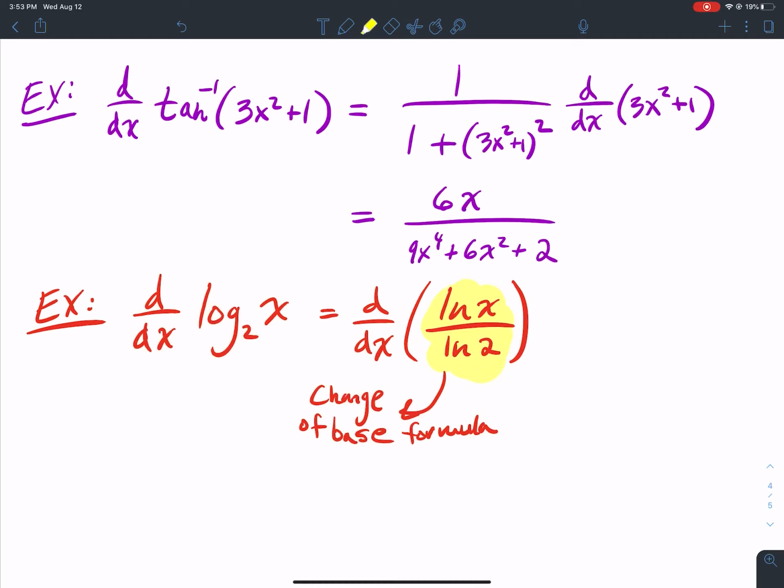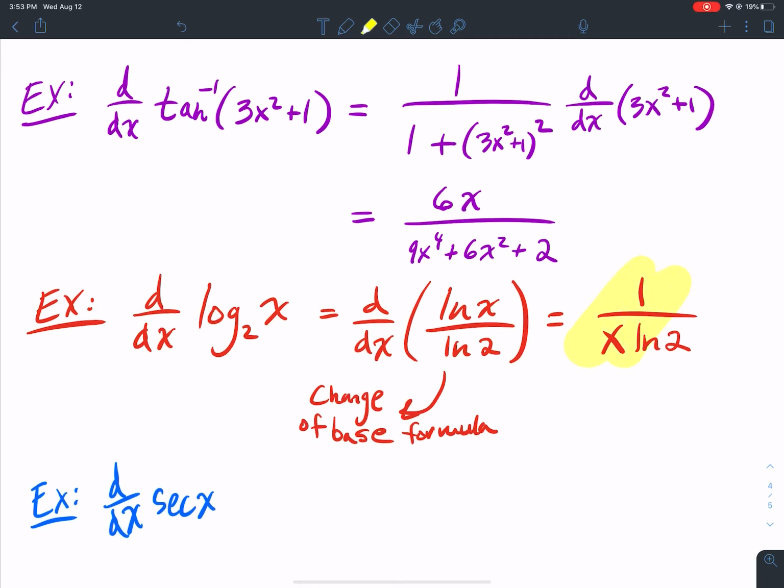So now that I know the change of base formula, technically I've got 1 over this ln 2, and so that's like a constant, right? So 1 over ln 2 I could pull out, and then all I have to do is take the derivative of ln x, which I know is 1 over x. So that's a 1 over x factor coming in right there. Okay? So in your derivative right here, you're picking up that ln 2 whenever you have a log base 2. Okay?